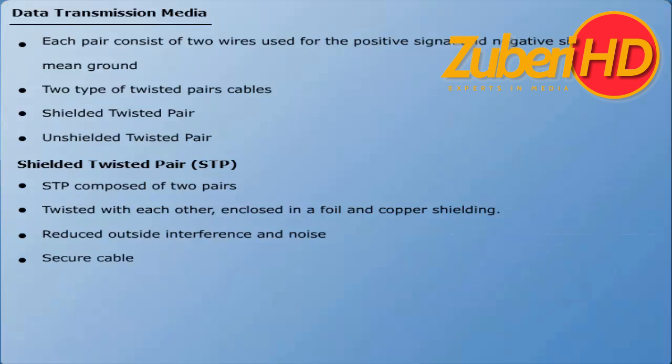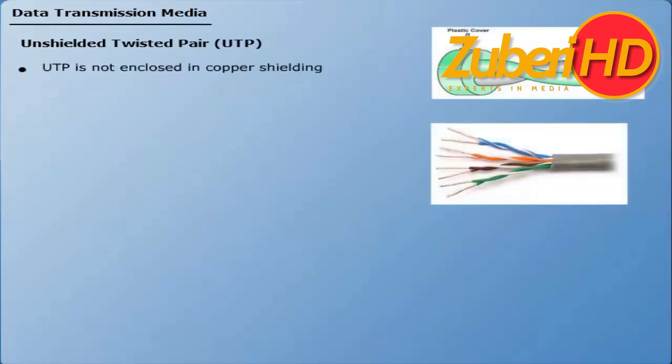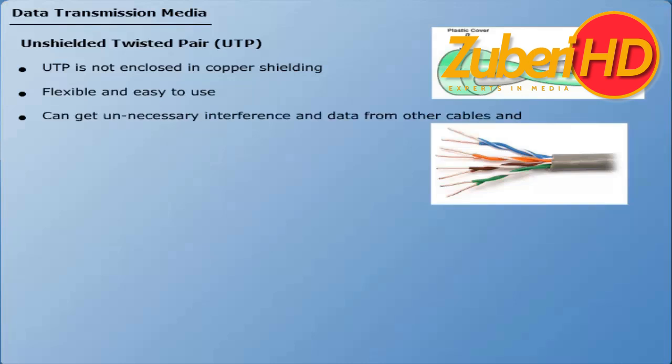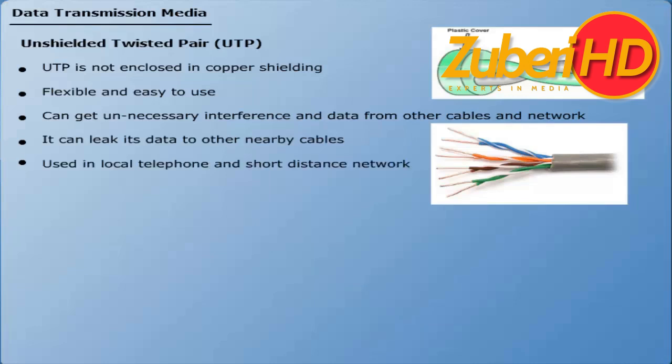Unshielded twisted pair, or UTP. Unshielded twisted pair cable is not enclosed in copper shielding. UTP cable is usually very flexible and is easy to use. However, it can get unnecessary interference and data from other cables and networks. The other disadvantage is that the UTP signal, while traveling through it, may leak to other nearby cables. UTP cables are used in local telephone communications and short distances up to 1 kilometer.